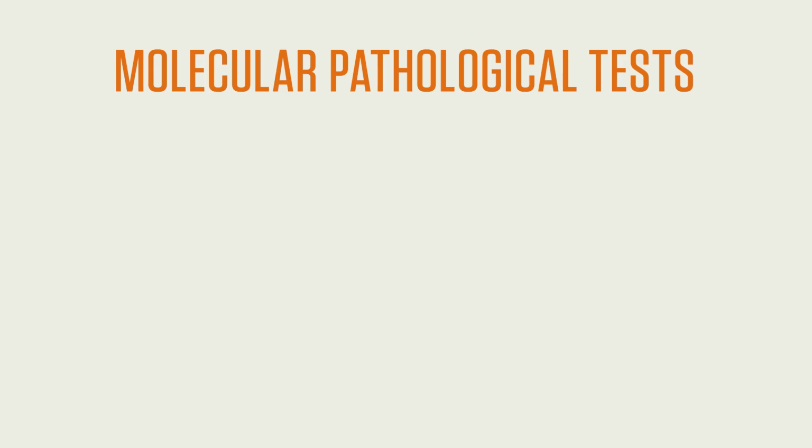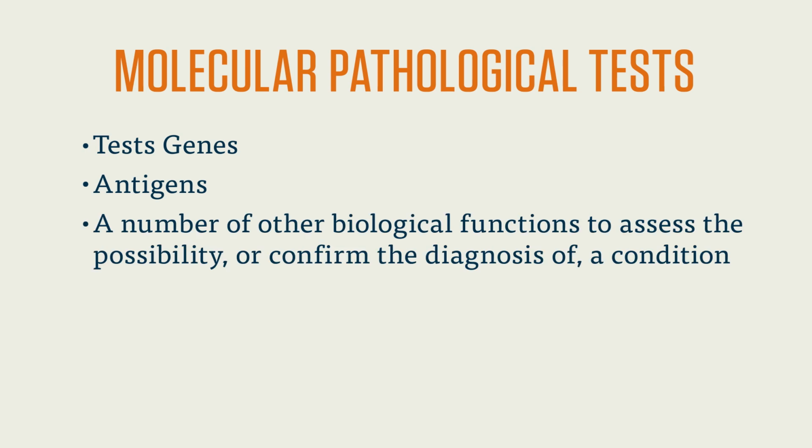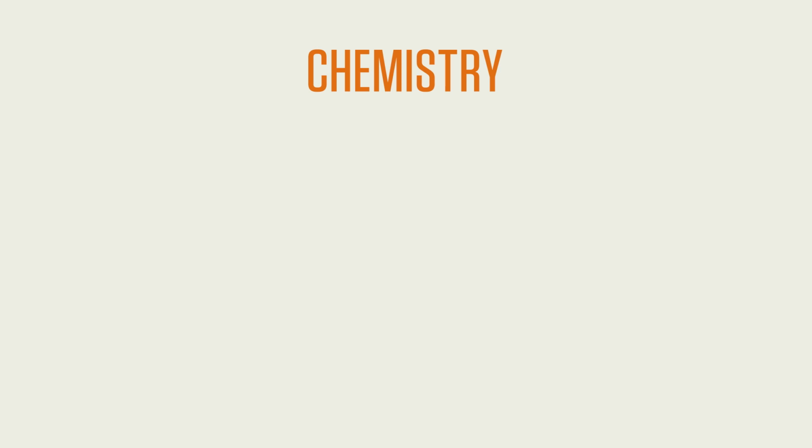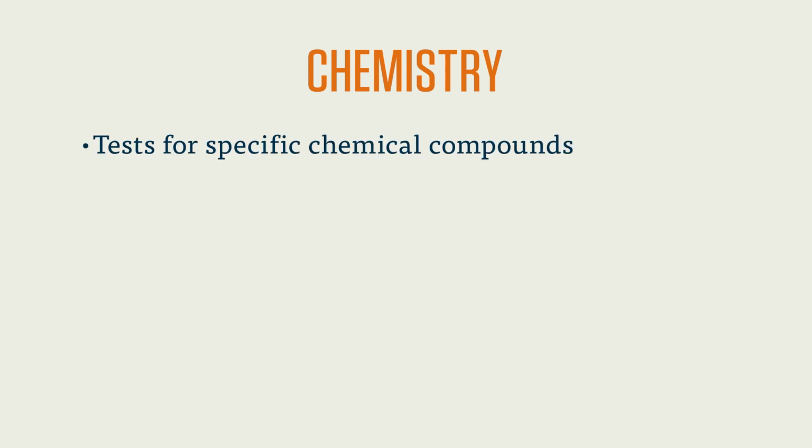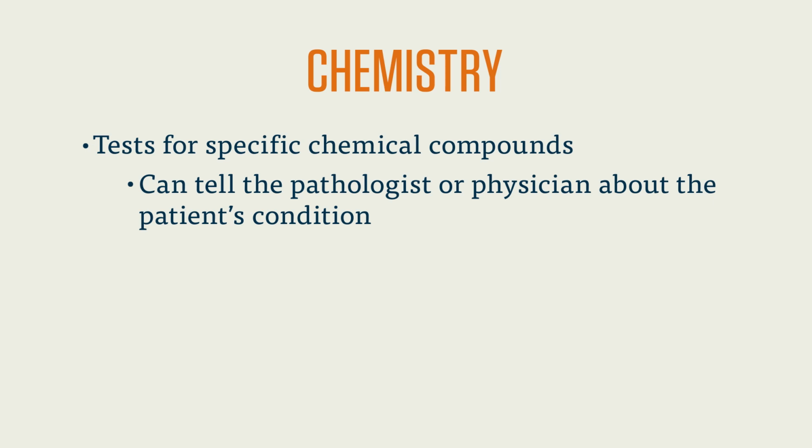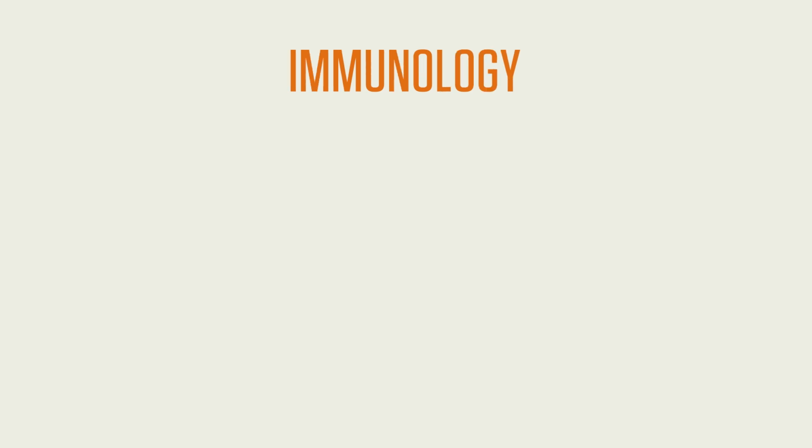The Path and Lab section also includes a number of pathological tests. Molecular pathology procedures test genes, antigens, and a number of other biological functions to assess the possibility or confirm the diagnosis of a condition. A test for the genetic predisposition to a certain type of breast cancer, for example, would be found here. Following the molecular pathology is a chemistry subsection. In this subsection, there are tests for specific chemical compounds, which can tell the pathologist or physician about the patient's condition.